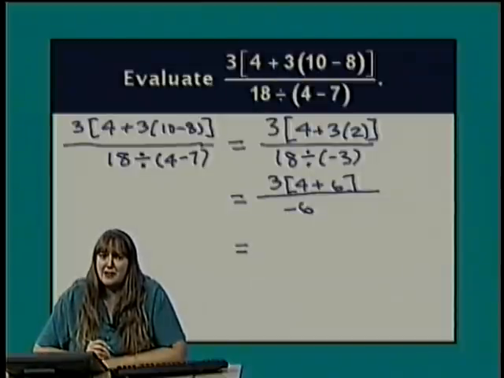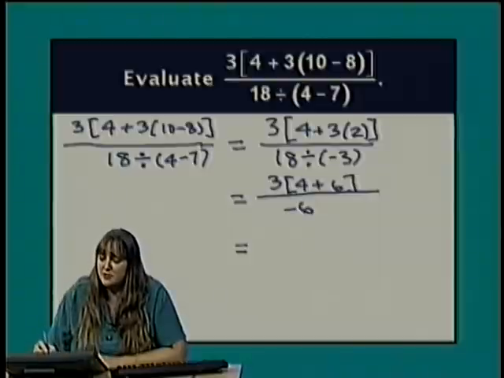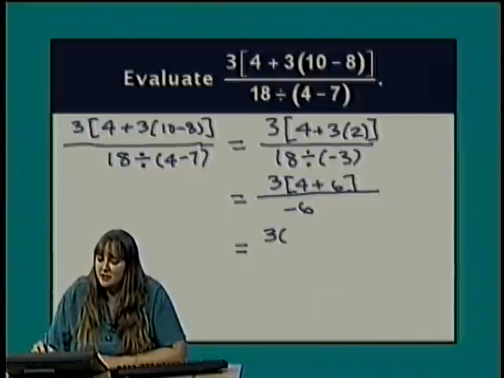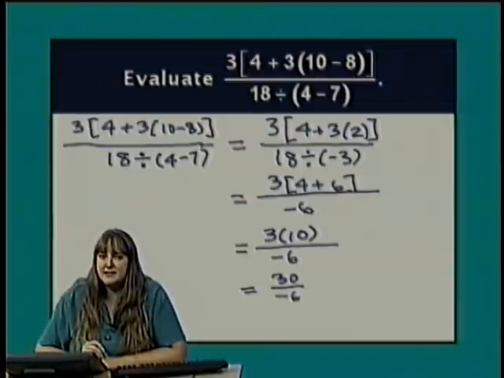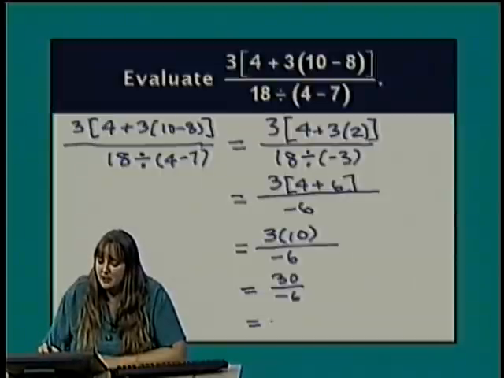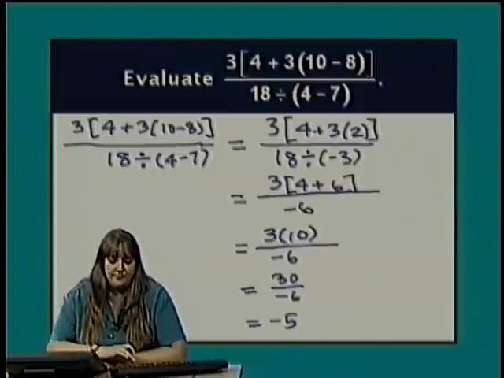Finally, I need to add the 4 and 6 in the grouping symbols in the numerator. 4 plus 6 is 10. So my numerator simplifies to 3 times 10. My denominator is still negative 6. Now I can multiply in the numerator. 3 times 10 is 30. I'm dividing 30 by negative 6, which gives me negative 5.